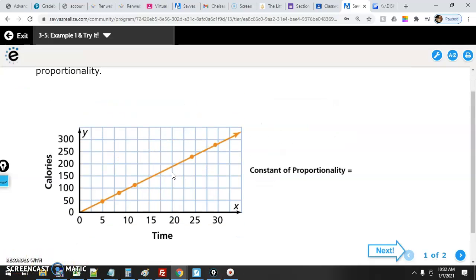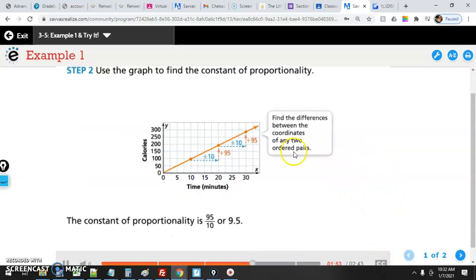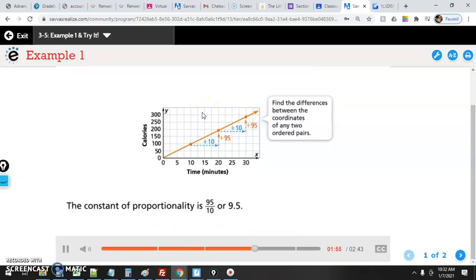All right, and C, it doesn't really matter which 2 points you pick. The y over x value will always be the same. The change in y divided by the change in x will be the same, even if you picked, say, the origin and the first point. Okay, and by the way, that's the shortcut. Always pick the origin and a point, and then you can just do y divided by x to get the constant of proportionality. Okay?